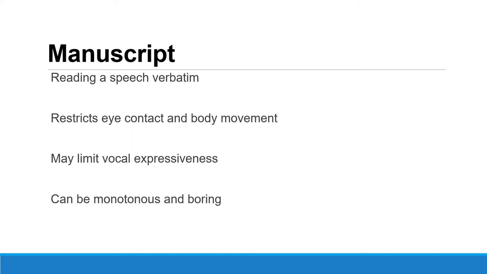First, manuscript. That's basically reading a speech word for word. The problem with this is that it restricts your eye contact and it also restricts your body movement because a lot of times you're holding a document that you're looking at, and instead of looking at the audience, you're looking at a piece of paper. In addition to that, it may limit your expressiveness as far as your voice is concerned. It also, unfortunately, can be monotonous and boring. So you'll want to stay away from manuscript as much as possible.